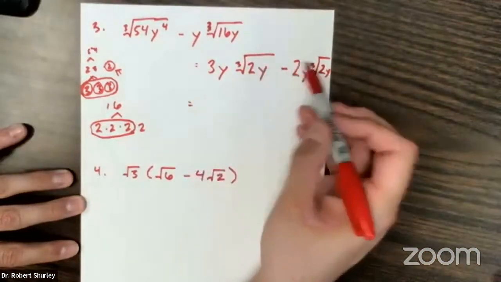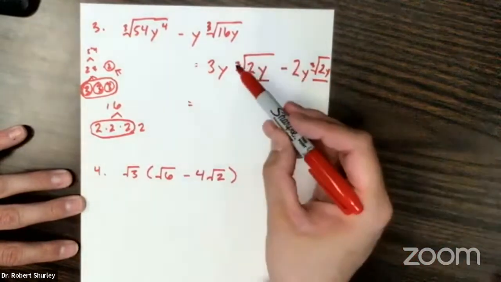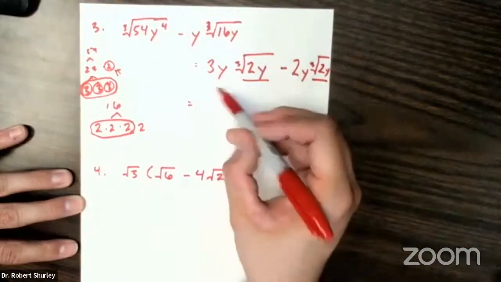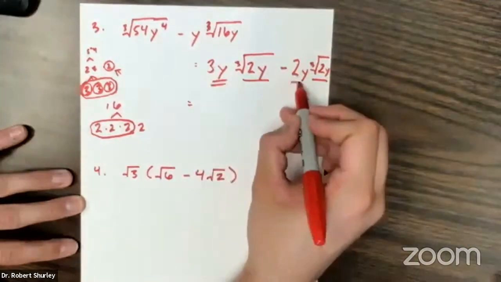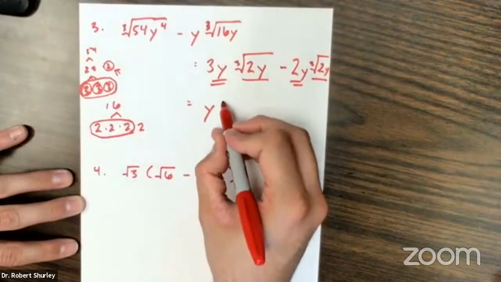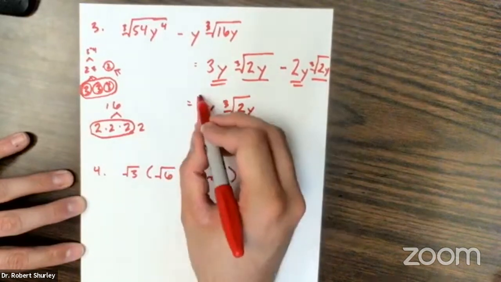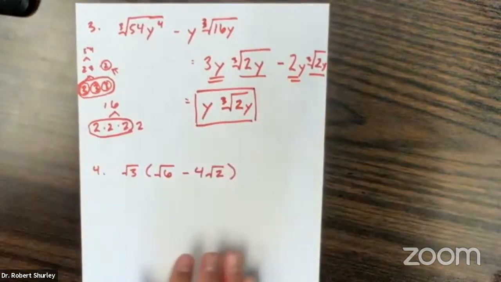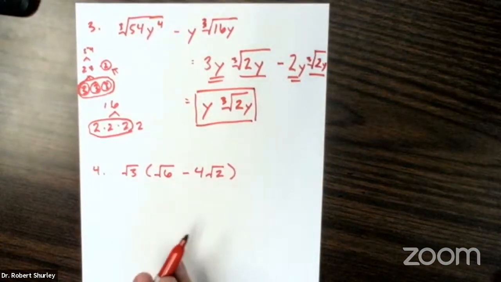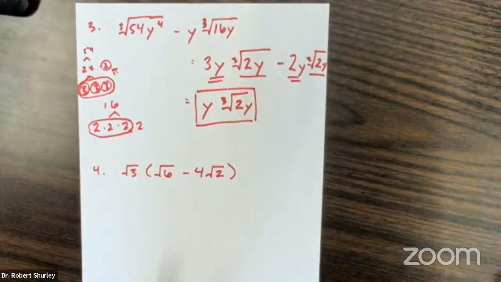And on this one, we can subtract these together. These have the same radical, right? They've got the same root, the 3, and the same radicand, 2y. So therefore, I can just subtract the coefficients. 3y minus 2y is going to leave me with 1y, cube root of 2y. Okay? 1y, cube root of 2y. Questions about that one? Comments, concerns?